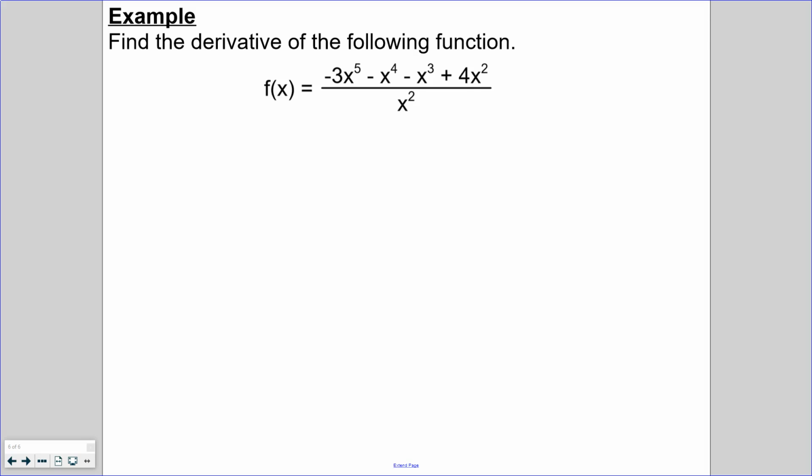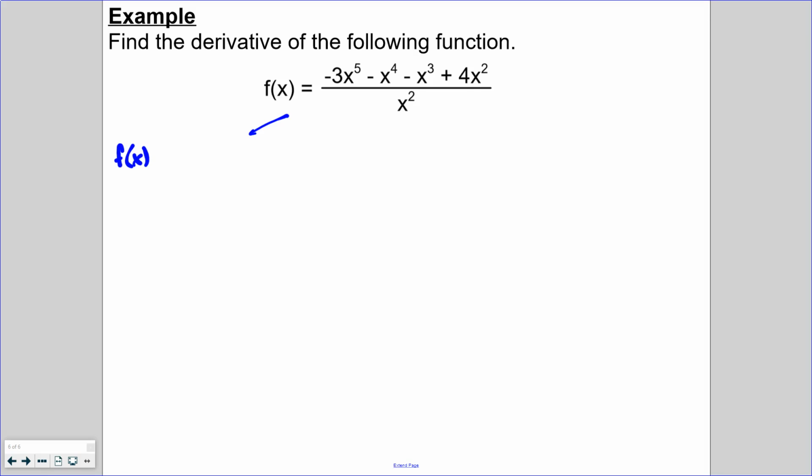Alright, in our next example, we're being asked to find the derivative of the function negative 3x to the fifth minus x to the fourth minus x cubed plus 4x squared, and that's all over x squared. Unfortunately, though, we do have division. And again, we can't just take the derivative of the top and divide it by the derivative of the bottom. So we've got to do some fancy algebra here. Now, there are two different ways you can do that fancy algebra, and I'll show you both of those ways. The first way is to pull this apart into 4 separate fractions.